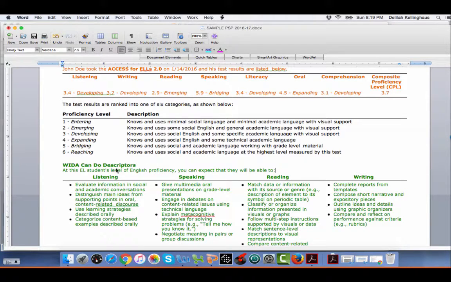If you look at the Can Do descriptors, it will tell you at this level of performance a student is expected to be able to. And that means within these descriptors, students are able to do these specific activities in listening, speaking, reading, and writing.